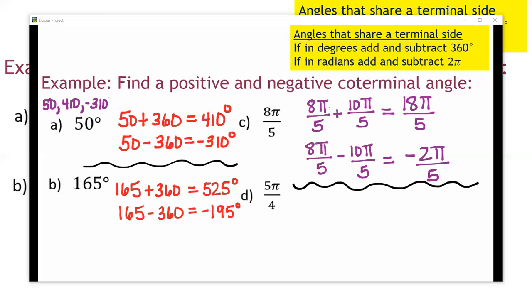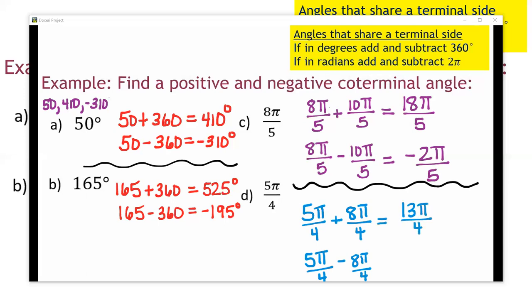So for our last example, we have 5 pi over 4. So I need a common denominator. So I'm going to write this as 8 pi over 4 because 8 divided by 4 is 2. When I add it, 5 pi plus 8 pi, I get 13 pi. And when I subtract it, 5 pi minus 8 pi, I get negative 3 pi. And that would be my two answers.